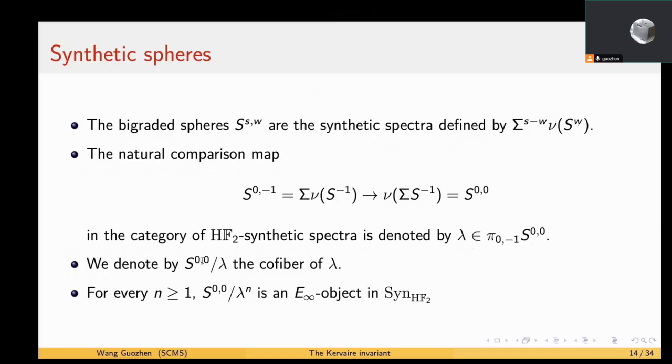We denote by S^{0,0} modulo lambda the cofiber of lambda. And for every n greater than or equal to 1, S^{0,0} modulo lambda to the nth power is the cofiber of lambda to the nth power. Then we can prove that it's an E-infinity object in synthetic spectra.